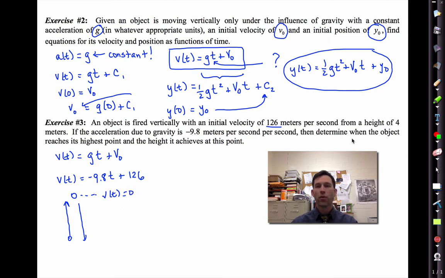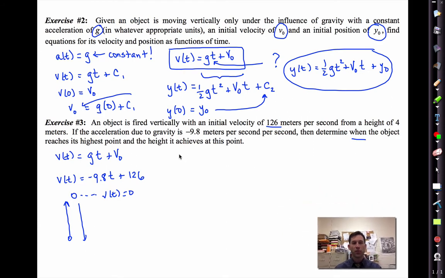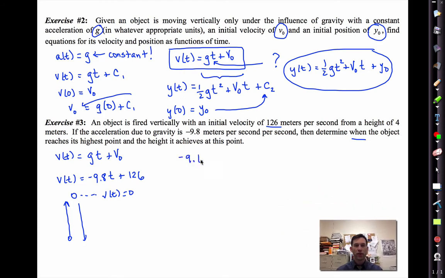So if I want to determine when the object reaches its highest point, I'm just going to do negative 9.8 t plus 126, set that equal to 0, solve. It's not going to be the prettiest thing. 126 divided by 9.8. Can't do that in my head, but we're going to get something ugly, 12.857 seconds, if we take it out to three decimal place accuracy. So that's when it hits its highest point.